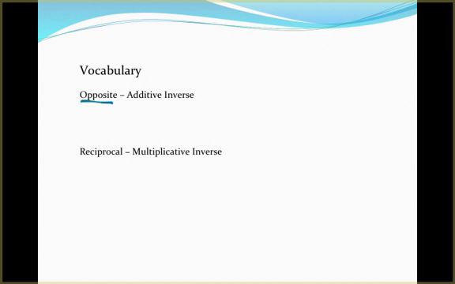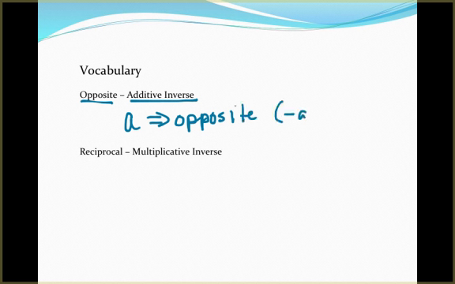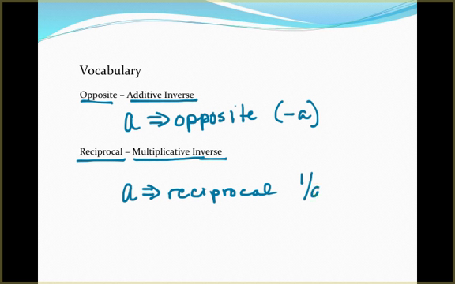Let's discuss the term opposite, or its mathematical term, the additive inverse. If you have a number A, then we say that its opposite, or its additive inverse, is negative A. If we look at reciprocal, which is a term you should already be familiar with, or the mathematical term for that, the multiplicative inverse, if you have the number A, the reciprocal is 1 over A, but we do need to put a restriction on that because A can't be 0, because if it was, you would have 1 divided by 0, and we are not allowed to divide by 0. So 0 would be the only number that doesn't have a reciprocal.